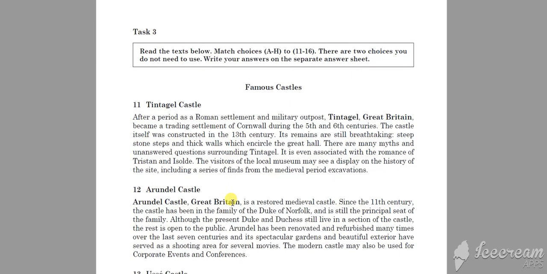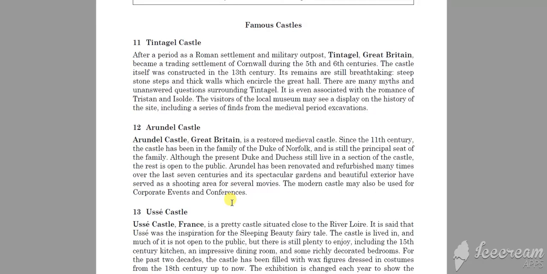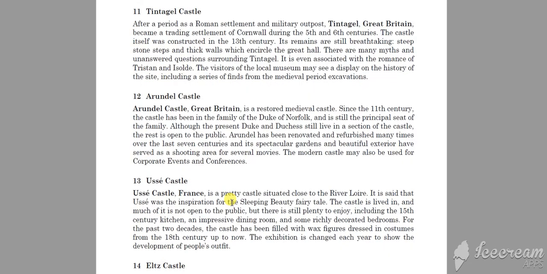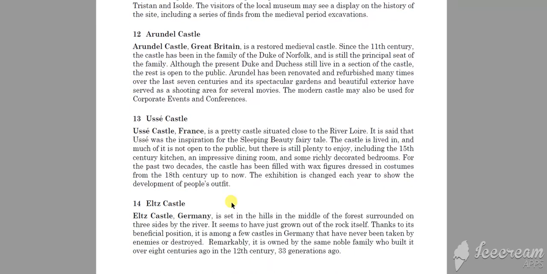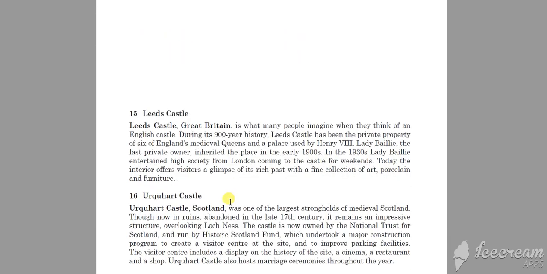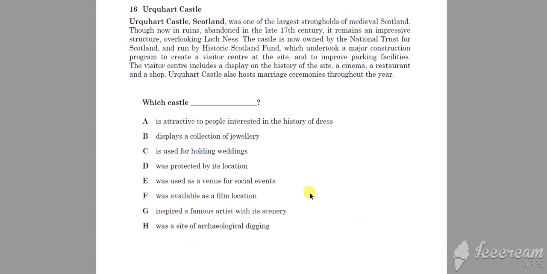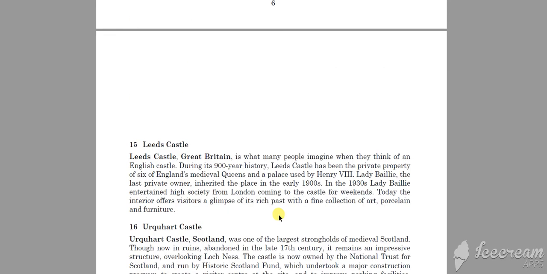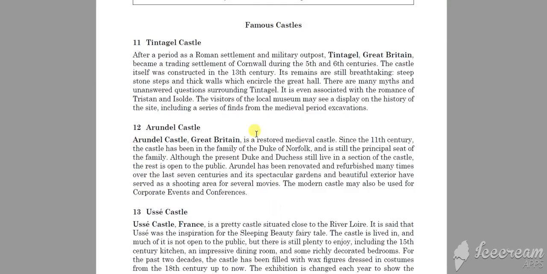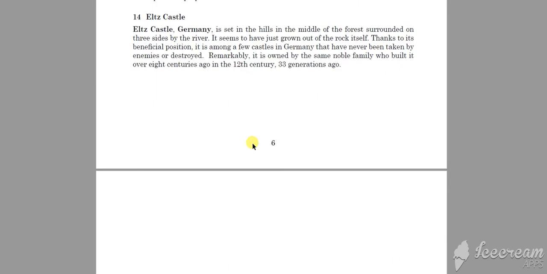Task 3. It's the task for reading and matching. You have got some short descriptions. In this case, you can see the descriptions of different castles. And the task is to do the matching, answering the question, which castle, and options from A to H given below. And again, you start with the options, read carefully, make sure that you understand all the information, and then get back to the beginning of the task, read the description and do the matching.